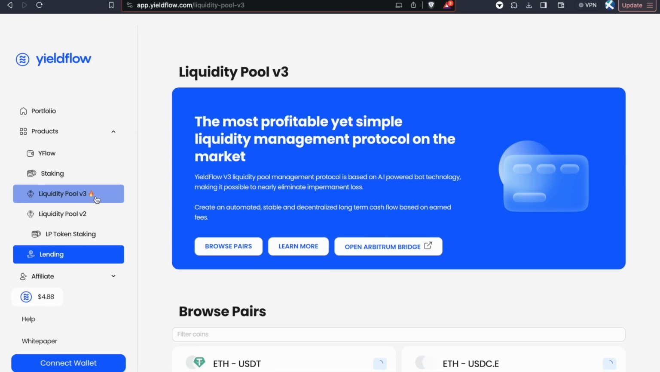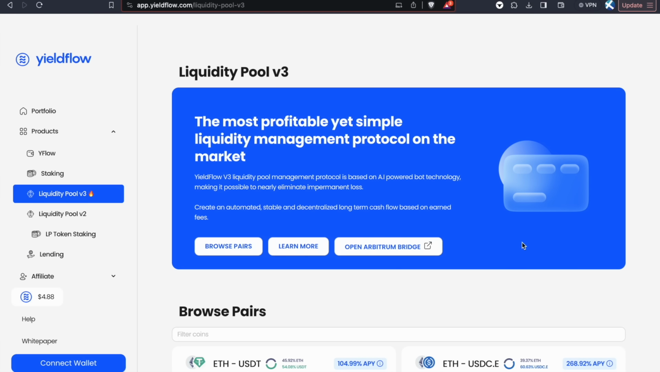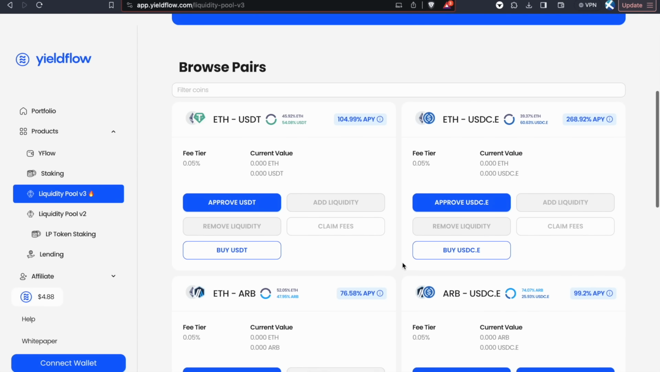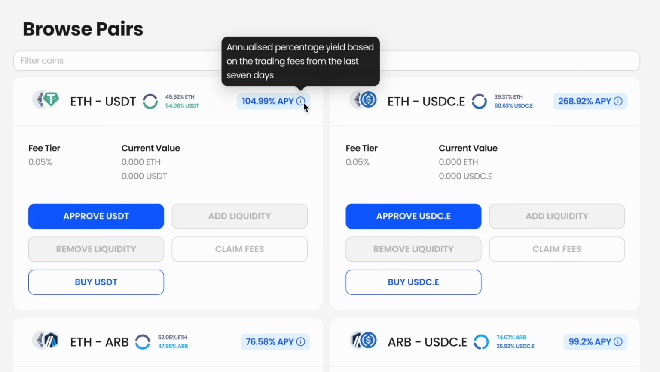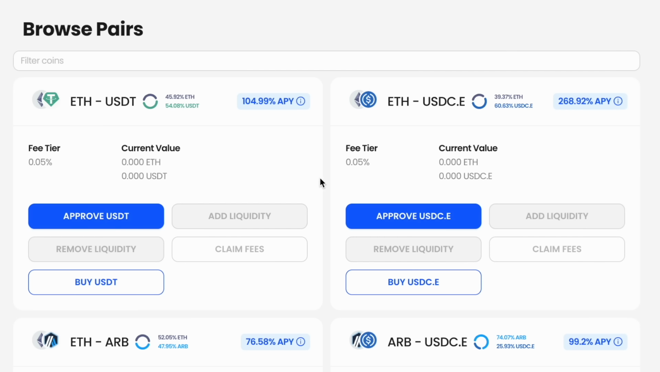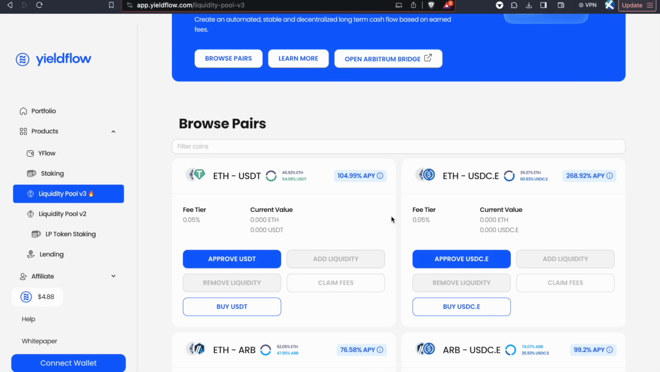And then, of course, what I've been using, Liquidity Pool version 3. Again, I was willing to take on this risk, try it out for myself. You do what's best for you. But just know the interest you could earn, this is an annualized percentage yield based on the trading fees from the last 7 days. If it's a volatile market, this will be a lot more. If the market's super still, not a lot of trading, this will be less.